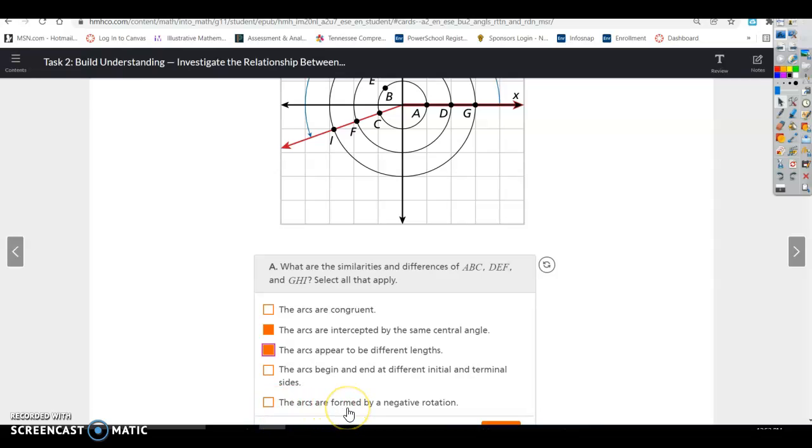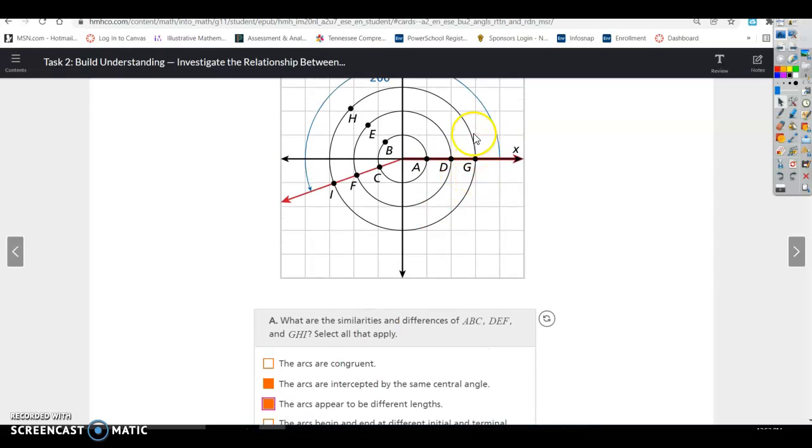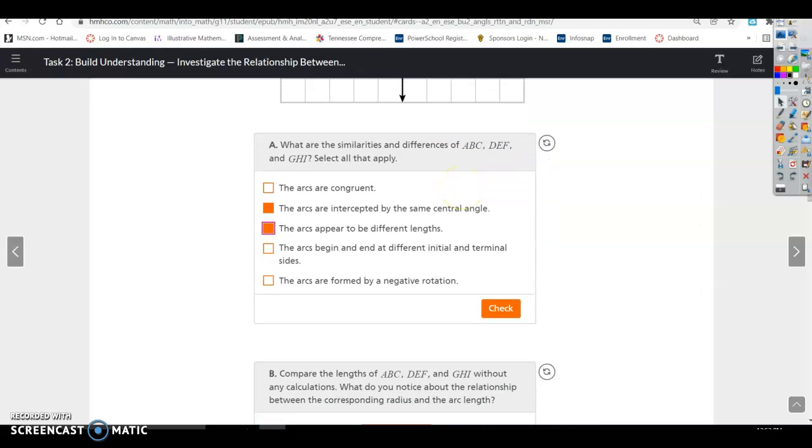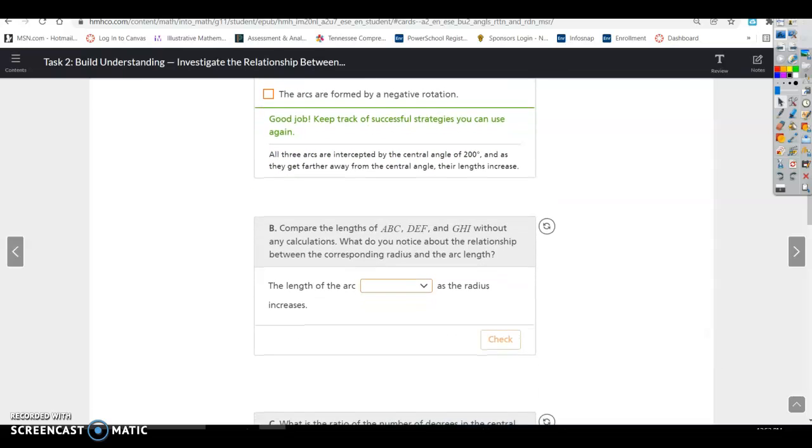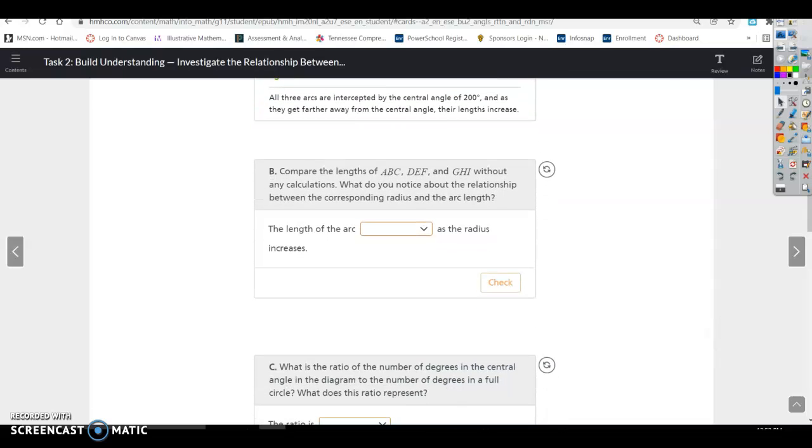And the arcs are formed by negative rotation. No, we go through quadrants 1, 2, and 3, so it is a positive rotation. To be negative, remember it would have to go clockwise, which is the negative direction through the different quadrants. All right, so it says compare the lengths of ABC, DEF, and GHI without any calculations. What do you notice about the relationship between the corresponding radius and the arc length? So the length of the arc increases as the radius increases.